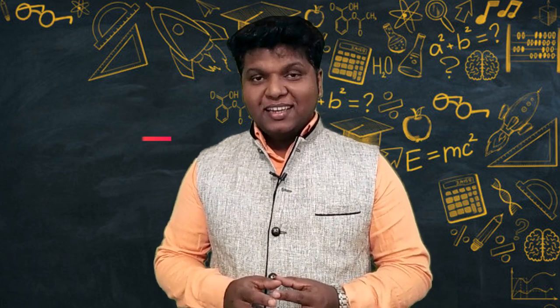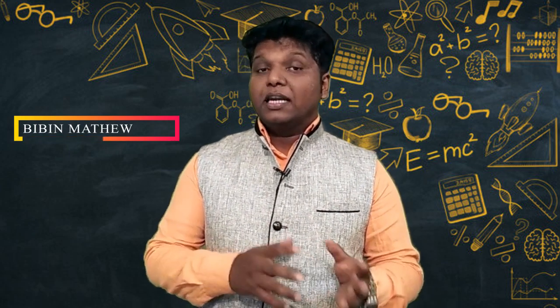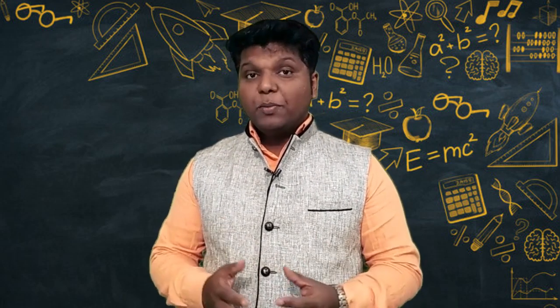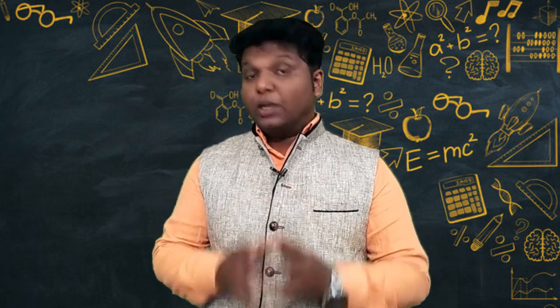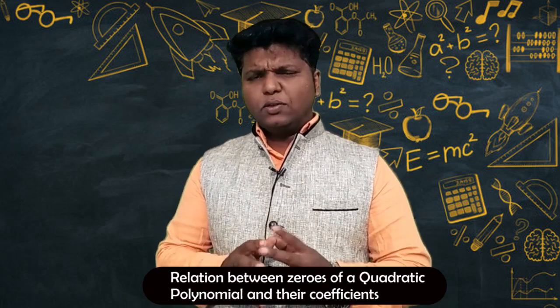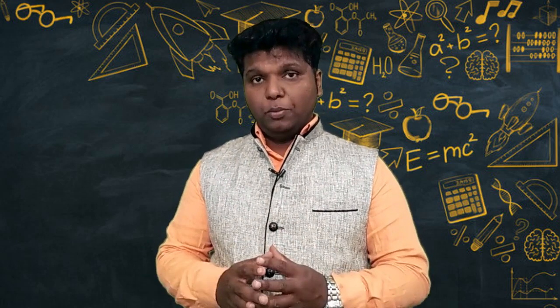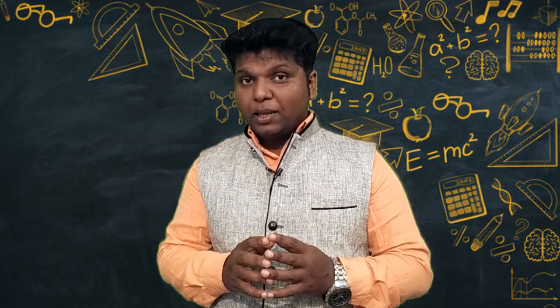Dear students, in the last class we studied different types of polynomials. What is a quadratic polynomial? What is a cubic polynomial? We have studied these things, right? Today we are going to study the relationship between the zeros of a polynomial and the coefficients of the polynomial. First of all, let me tell you what a quadratic polynomial was.